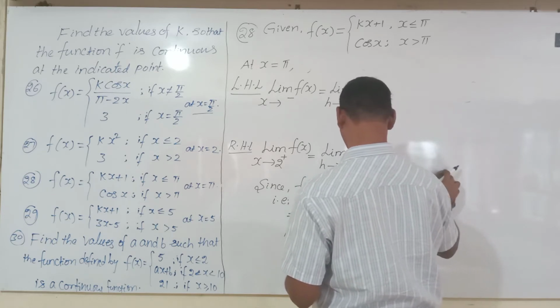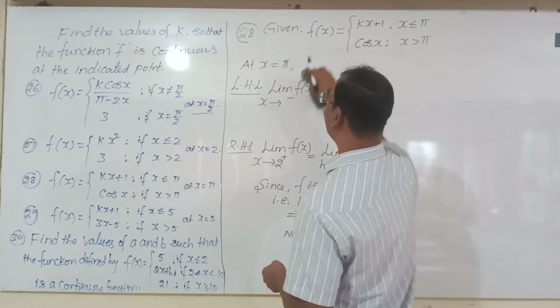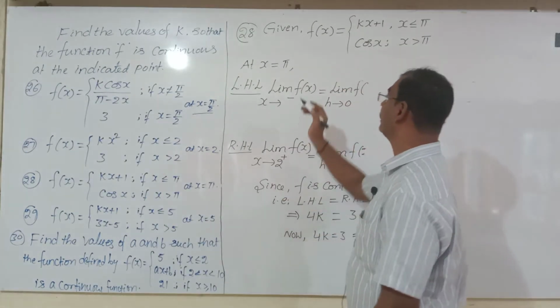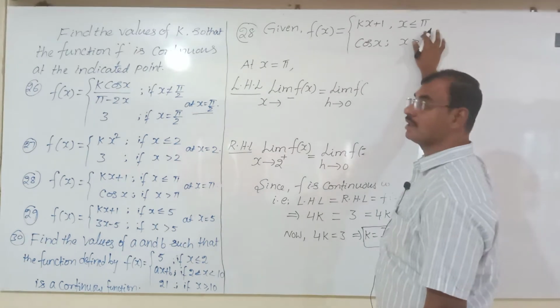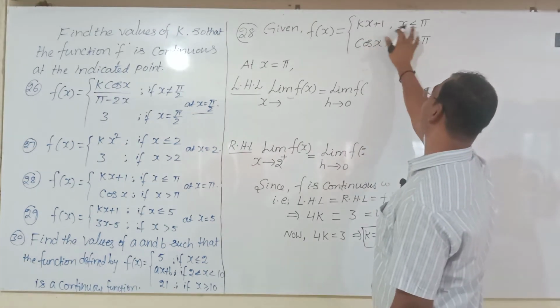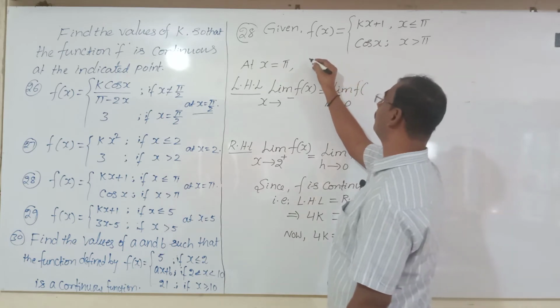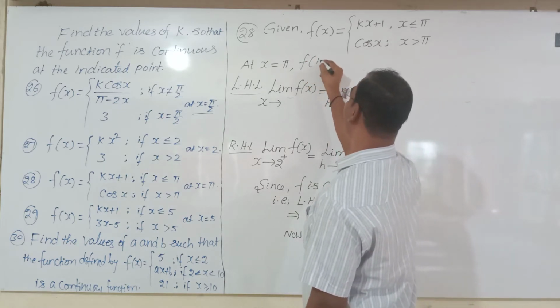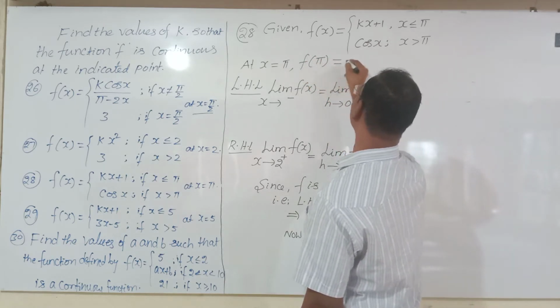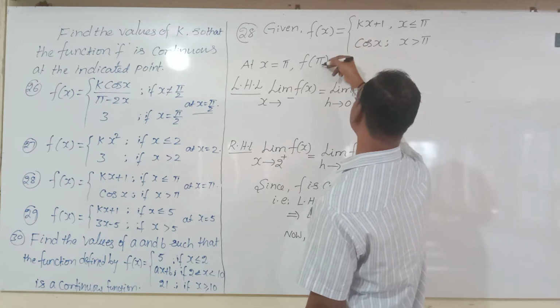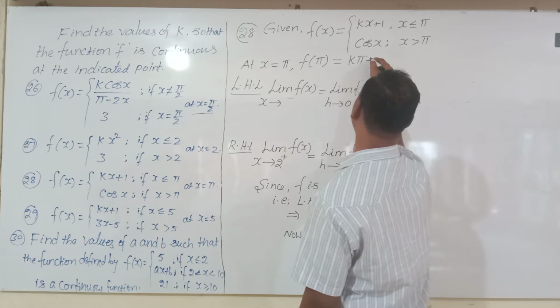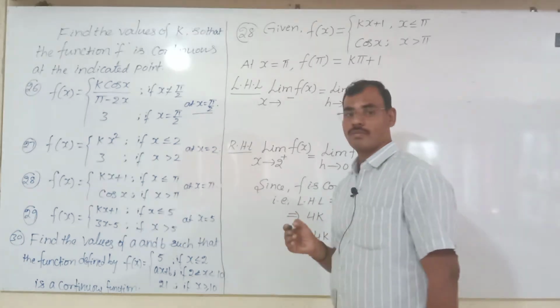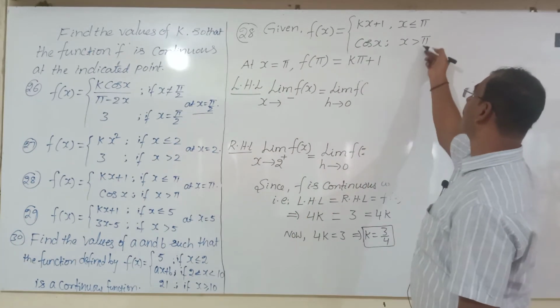So we find out here like this. Now x is equal to pi. So when x is equal to pi, what is the function? Kx plus 1. So f of pi equals, substitute x as pi, k into pi plus 1. So the breaking conditions are given.